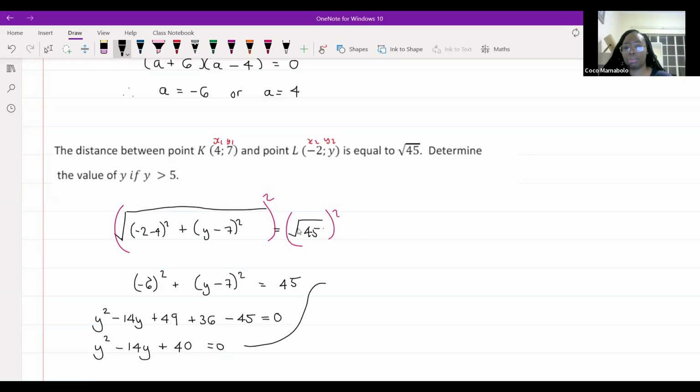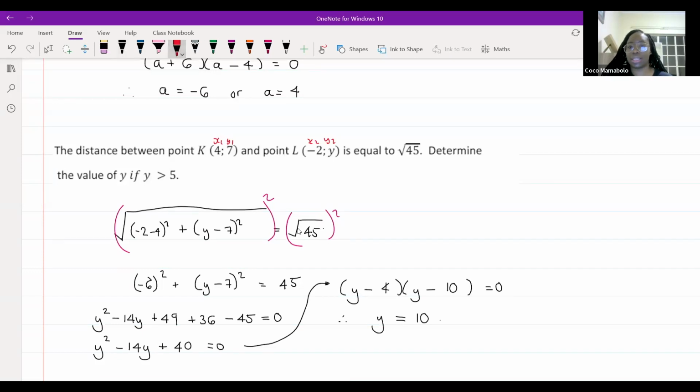If I keep factorizing, I'm going to get y and y. Both of them will be negative. I would get factors of 40 that would give me 14: y minus 4, and y minus 10. Therefore, y is equal to 4 or 10.